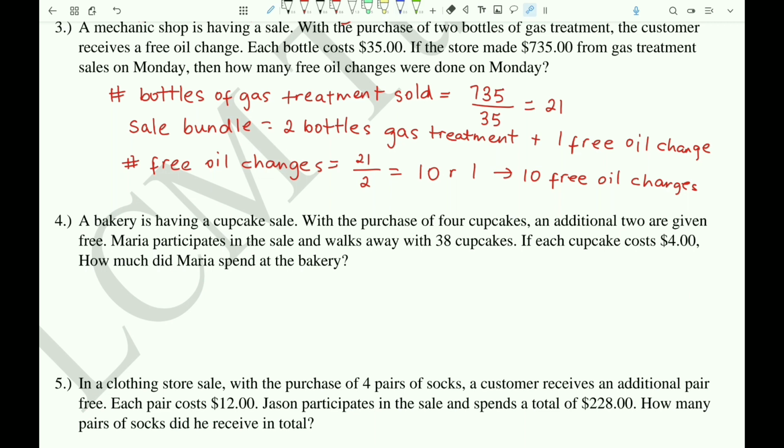So this is similar to question 2, where we had that remainder 1, right? We need an extra bottle of gas treatment sold here to warrant another free oil change. So that means that only 10 free oil changes were given, and this extra 1 here was purchased, and this person would not have received an oil change with that purchase. So that's your answer for question 3, 10 free oil changes. Now let's move on to question 4.